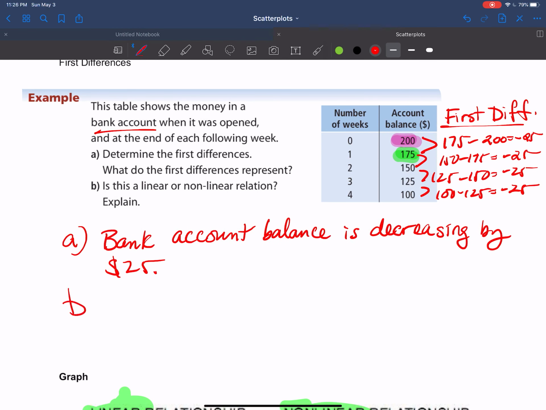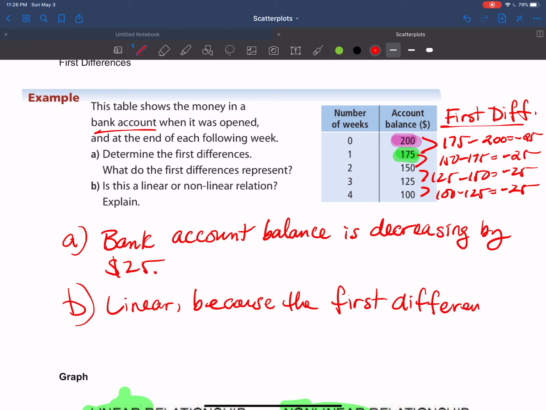Is this a linear or non-linear relation? It is linear because the first differences are equal. So if the first differences were not the same number, then it would not be linear. So if it was negative 25, negative 60, negative 45, then it wouldn't be linear, it would be non-linear. But because they're the same, it's linear.